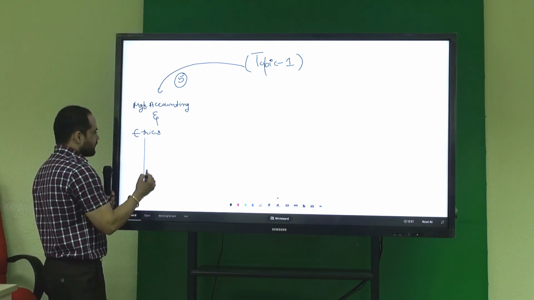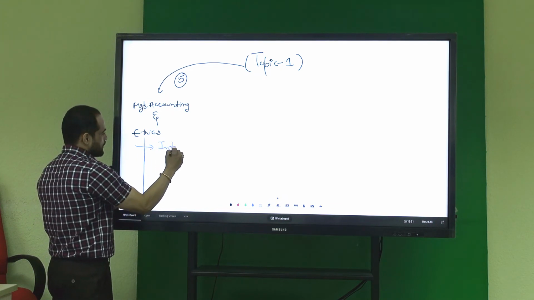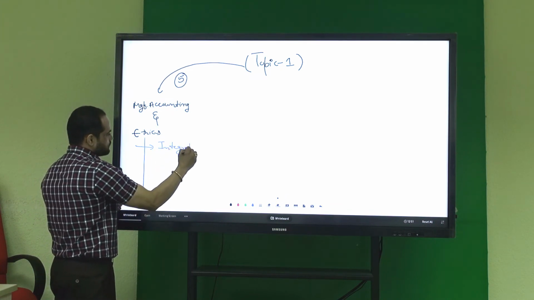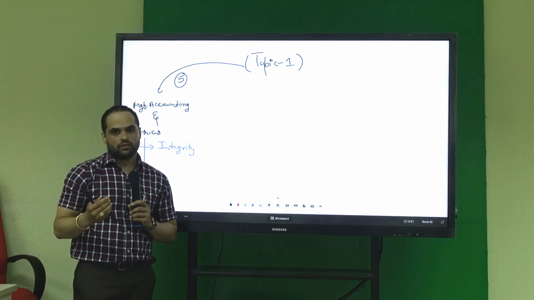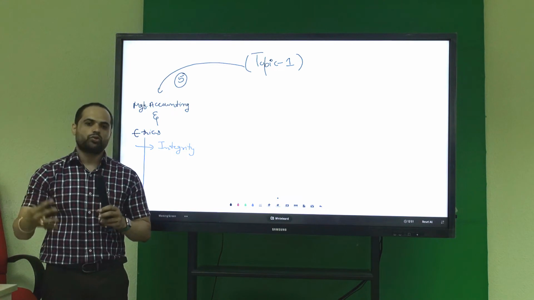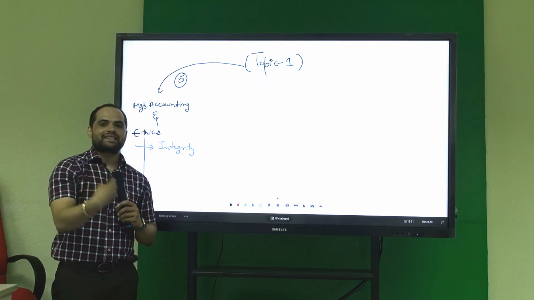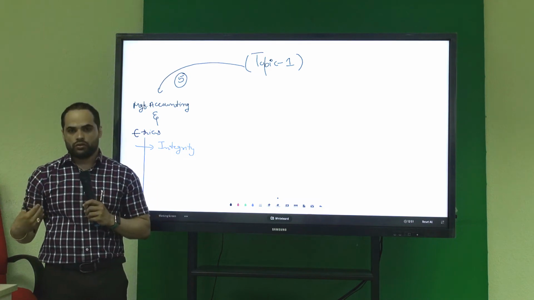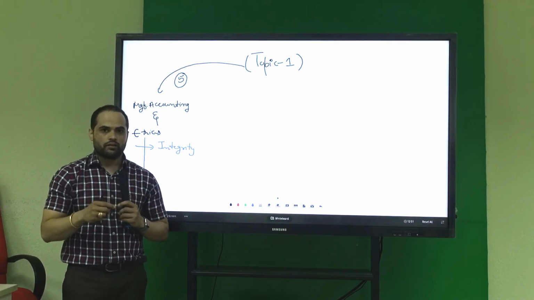So what does this involve? First one is integrity. Integrity means honesty. Be honest, right? Do not cheat with others or do not cheat with yourself. Whatever responsibilities the company has assigned you, make sure we follow them in the right way, or we do it correctly, right?